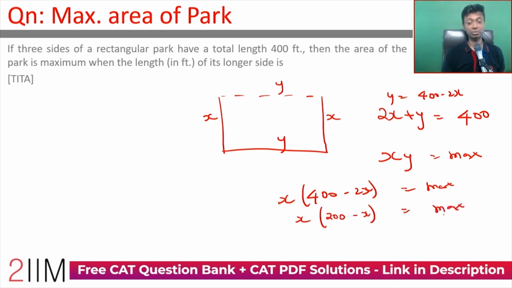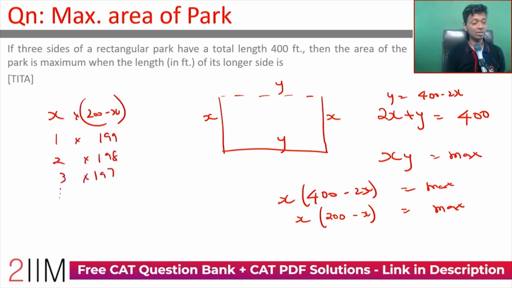When is that maximum? Think about it. X into 200 minus x should be maximum. When x is 1, this will be 1 into 199. And x is 2, 2 into 198, 3 into 197. All the way 100 into 100. Go further, it will become 150 into 50.